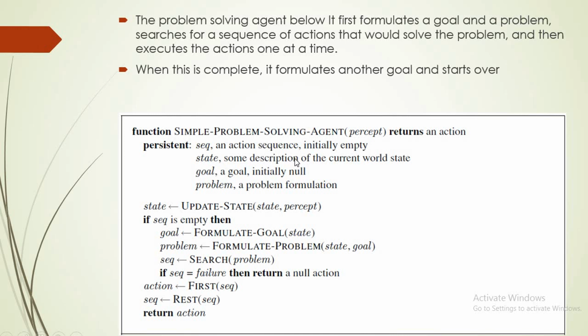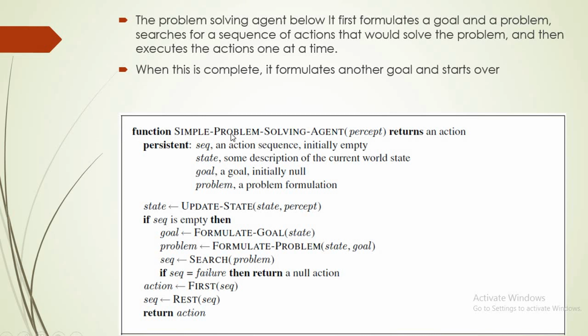This one is just a simple pseudocode explaining a problem solving agent, which we described before, but just trying to summarize with a pseudo function. The problem solving agent below first formulates a goal and then searches for a sequence of actions that would solve the problem, and then executes the actions one at a time. When this is complete, it formulates another goal and starts over.